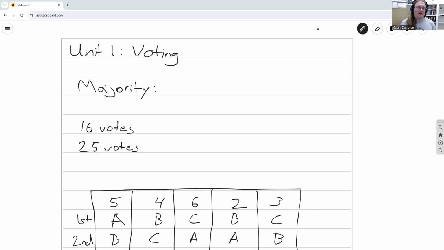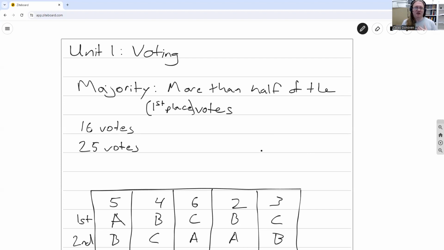So one of the first things that we did is we learned what a majority is, and a majority is more than half of the votes. And when we're talking about ranked choice voting, everyone votes for everyone. Like every single voter will vote for every single candidate. So what we mean by more than half of the votes is more than half of the first place votes. So the first place in particular is what we're concerned with. So majority means more than half.